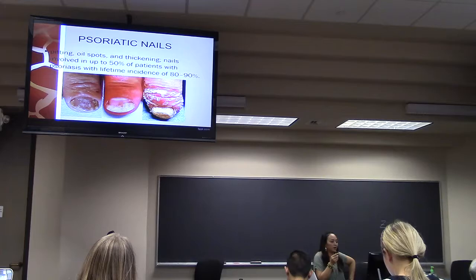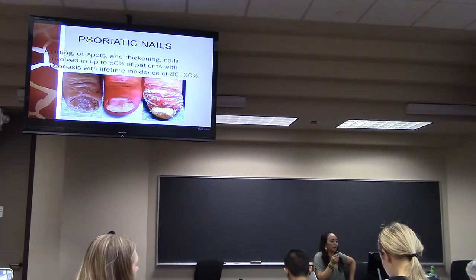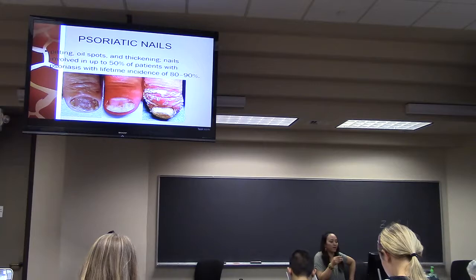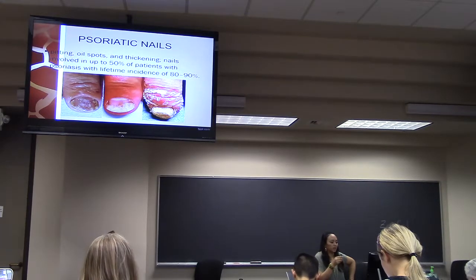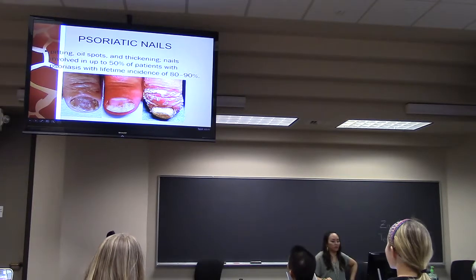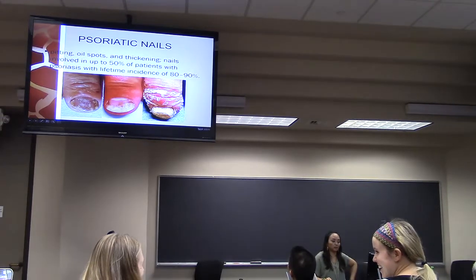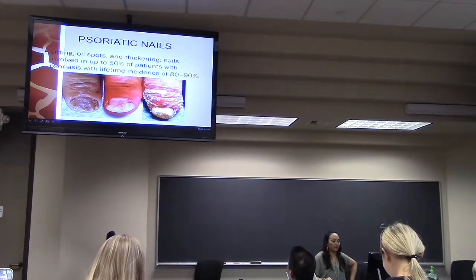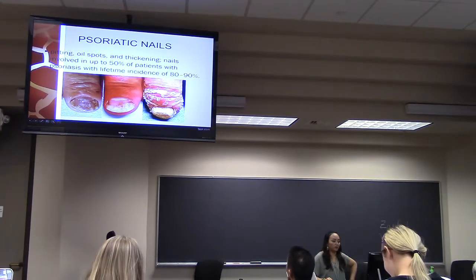These are psoriatic nails, so you can get pitting, oil spots, and thickening. Most of the patients who have psoriasis, nails are involved in 50% of patients, with a lifetime incidence of 80 to 90%. This one almost looks like it's a fungal infection too. It's not just psoriasis, because look how thickened that nail is. This looks like an onychomycosis, but there's a little dotting.